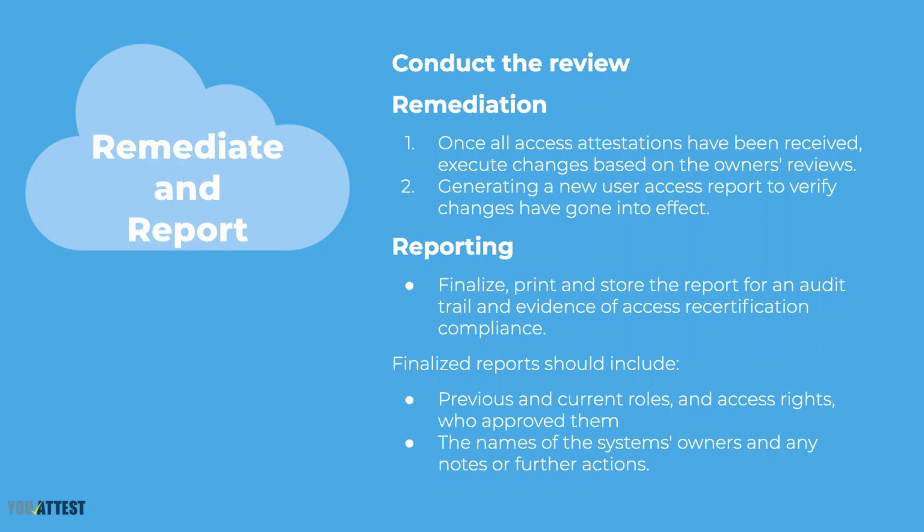So the last piece of this puzzle, of course, is to remediate and report. Remediation: once we have all of the attestations from the owners, we want to execute those changes based on those reviews. We want to remove any revoked access and update employee privileges as needed. Generating a new access report after completing that stage helps to make sure that the changes have gone into effect.